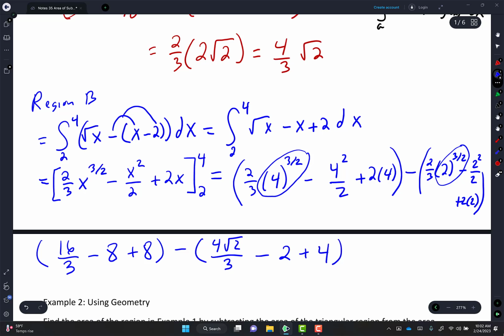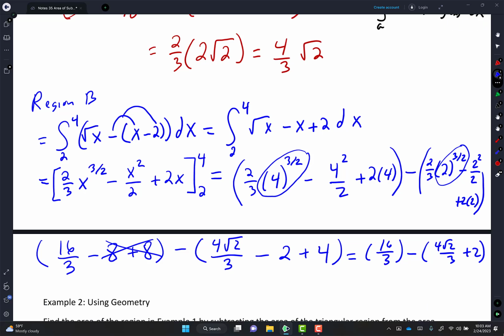All right, so let's see what that is. These 8's cancel out. So I have 16 over 3 minus, let's see, 4 square root of 2 over 3 plus 2, right? All right, so now what am I going to do? Well, I haven't distributed yet on mine. I'm going to turn that 2 into, I see 3's everywhere as the denominator. So I'm going to turn that 2 into 6 over 3. Is that okay with you guys? And I think I still had a plus there. Okay, now we're good.